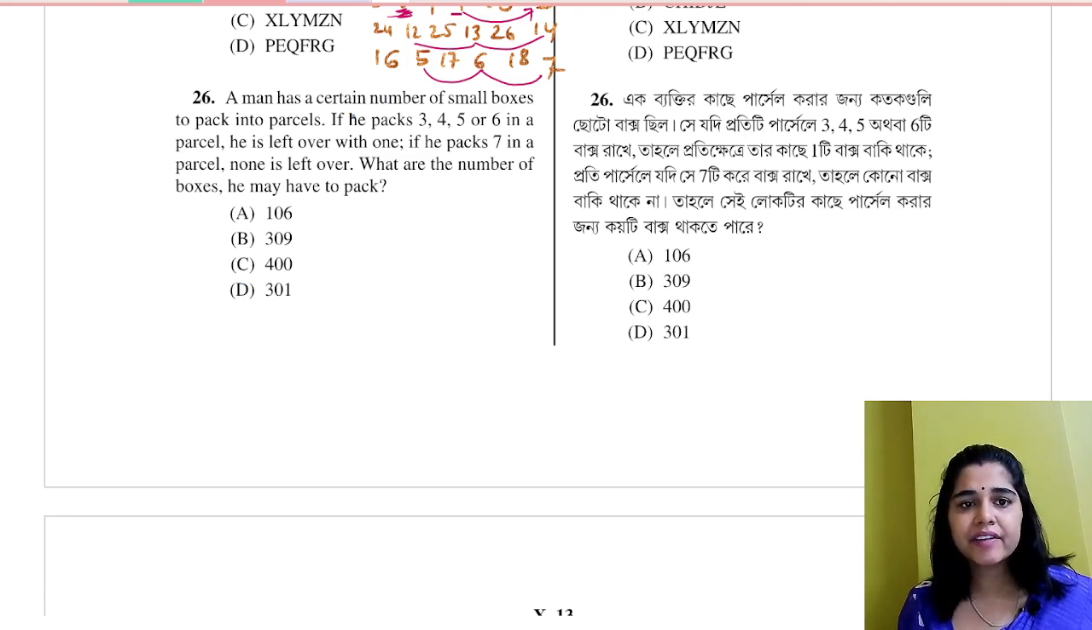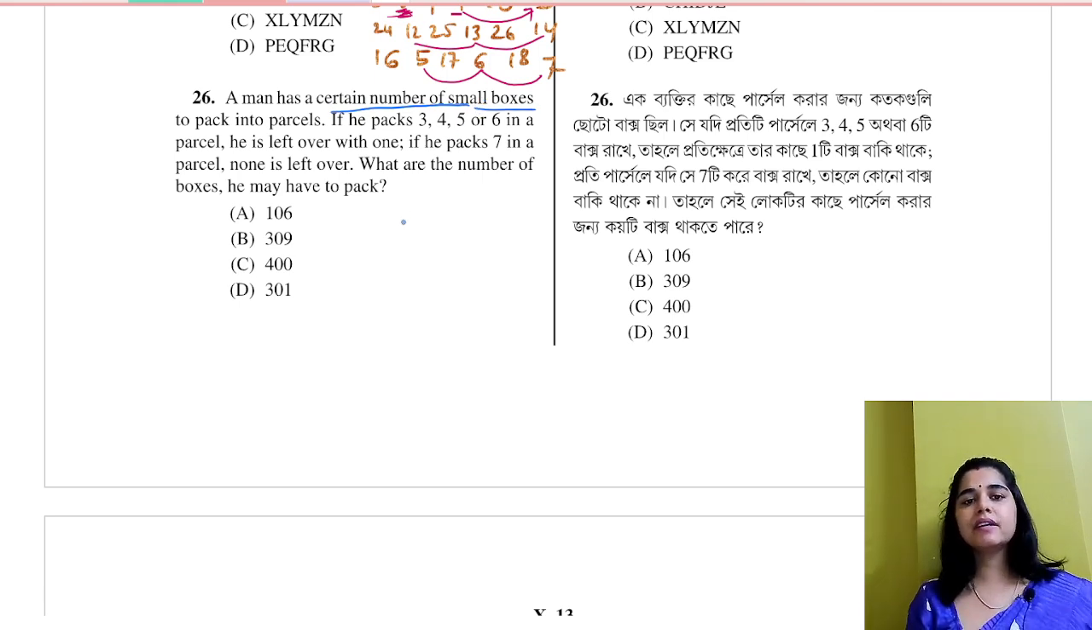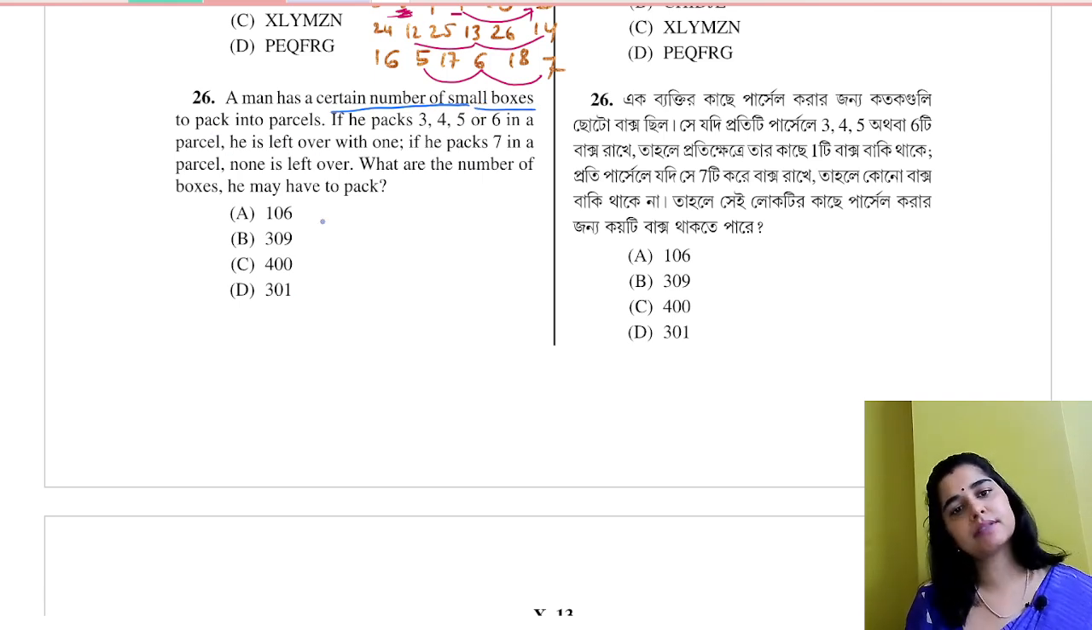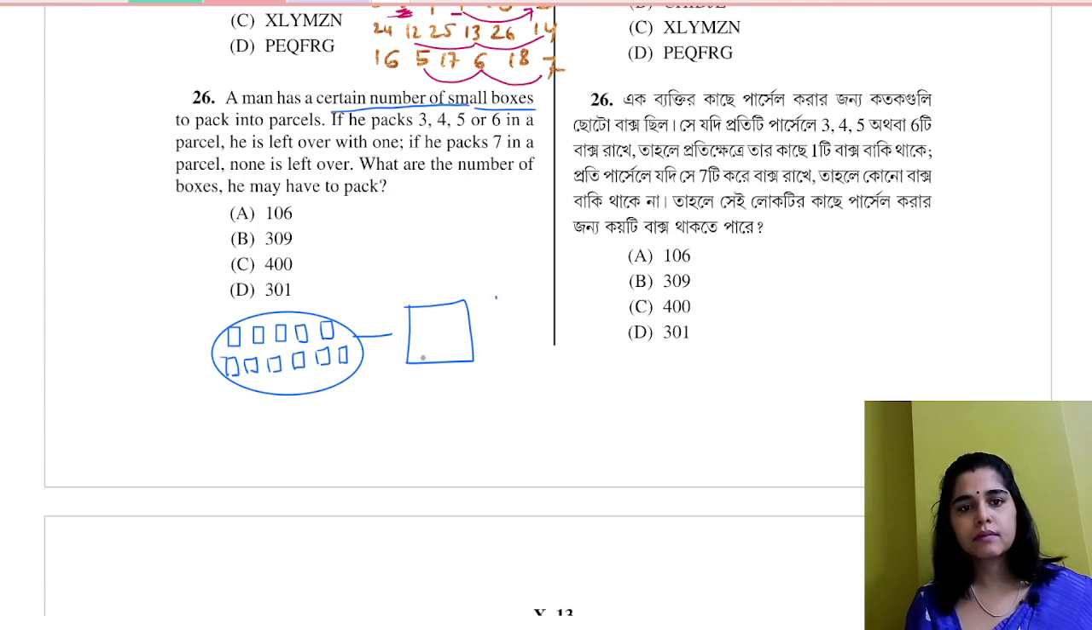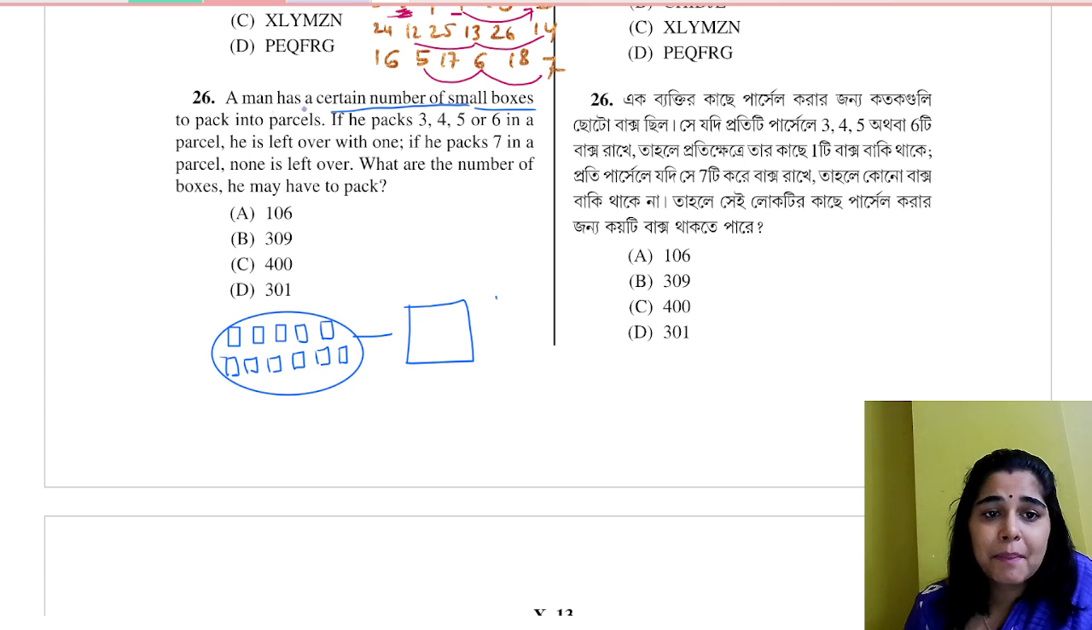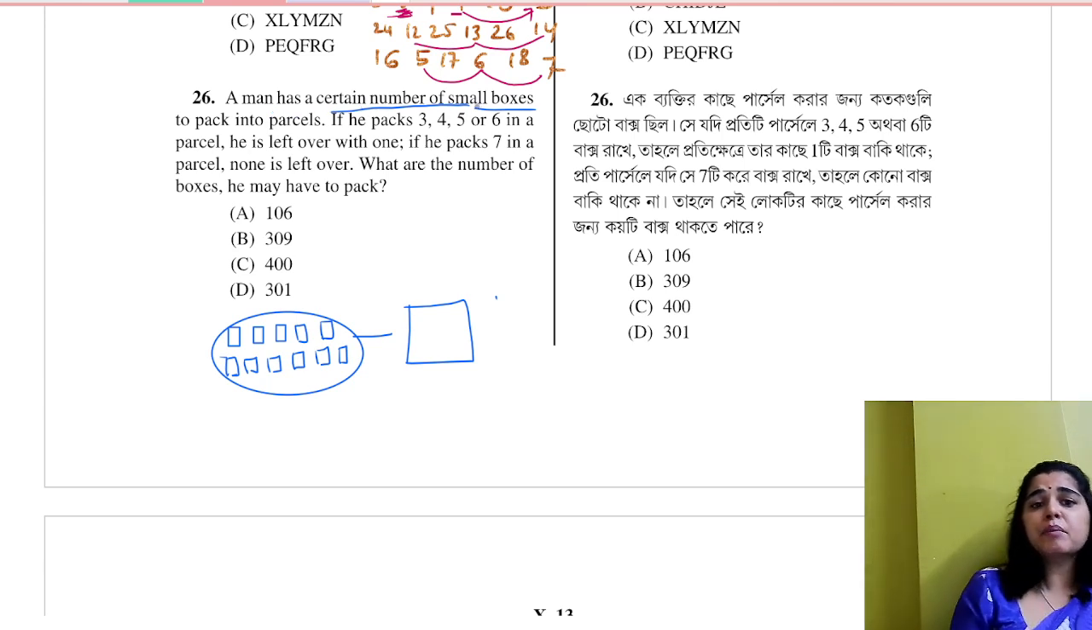A man has a certain number of small boxes to pack into a parcel. He has these small boxes, and he packs them into a box. This one: a man has a certain number of small boxes.